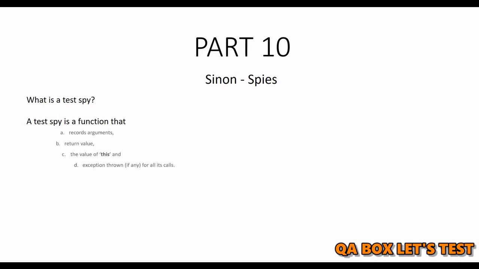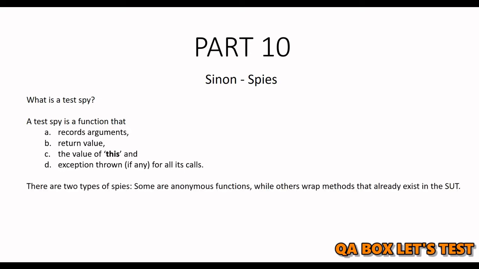Okay, so a test spy is a function that records arguments. When the function is invoked, what are the arguments being passed? What is the return value when the function is called? What was the value of this? And also, any exceptions thrown for all its calls. That's the job of a spy. It's pretty much like a CCTV being installed, and that CCTV is watching everything: who is entering, who is leaving, who is carrying what, and so on. That's the job of a spy.